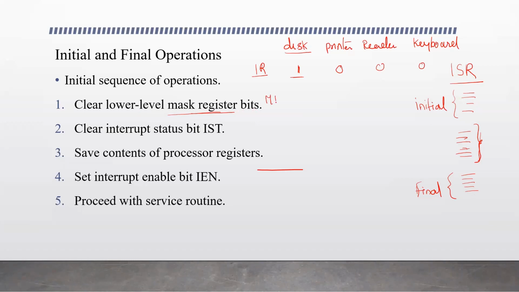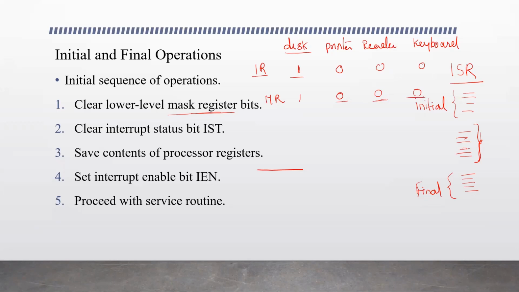So what would be the bits of this mask register? Here it is 1, so keep it 1, and all the other bits would be set to 0. Why are all these bits set to 0? To stop the other devices from sending interrupt requests to the CPU when the CPU is busy servicing the highest priority device. Disk is the highest priority device among these. So when this is being served, other devices will not be allowed to send an interrupt request. So for that, we clear the lower level mask registers.